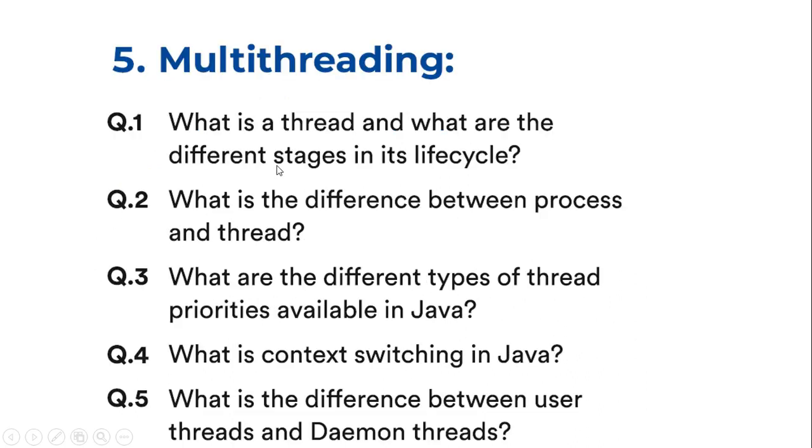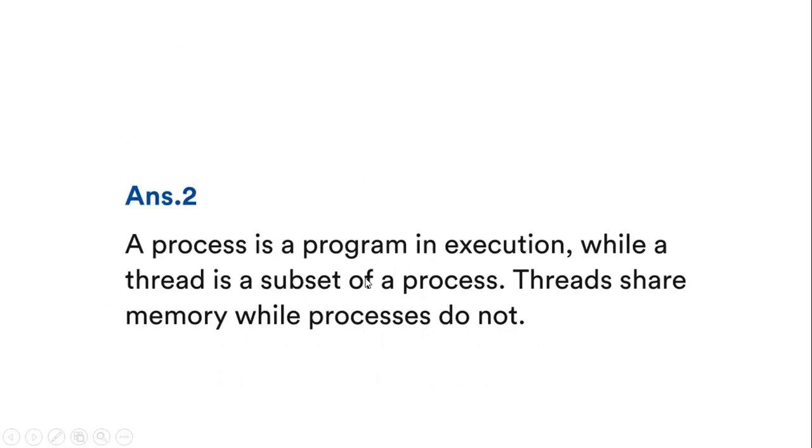Now the next question is, what is the difference between process and thread? Basically, a program in execution is called a process. As I told, a process is a program in execution, while a thread is a subset of a process. If you divide the process into subtasks, then each part of the process is called a thread. Threads share memory, while processes do not share memory.